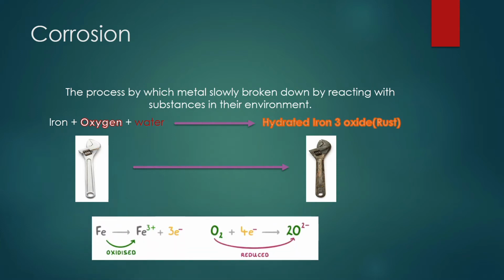The half chemical equation says that iron undergoes oxidation, which means that iron loses 3 electrons to form the iron(III) ion. On the other hand, oxygen is reduced by gaining 3 electrons to form 2 oxide ions. This reaction is called a redox reaction, as it involves oxidation and reduction.